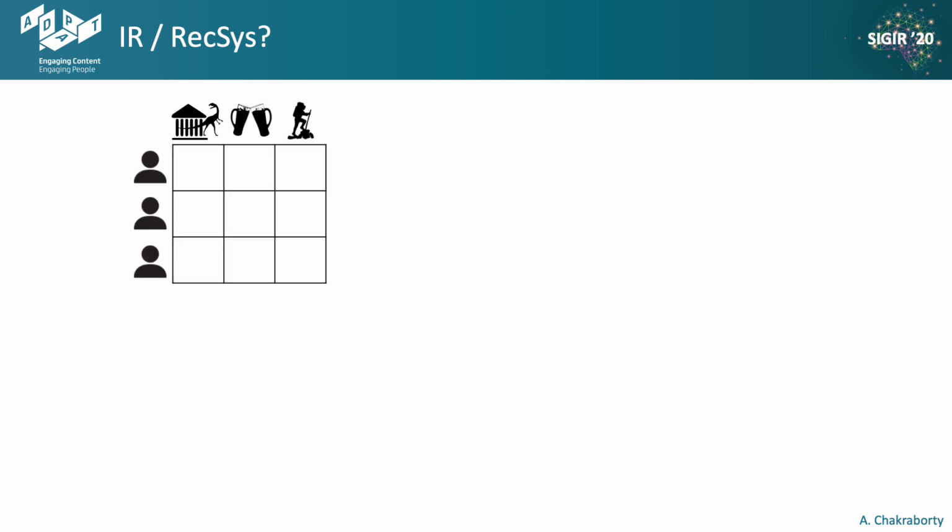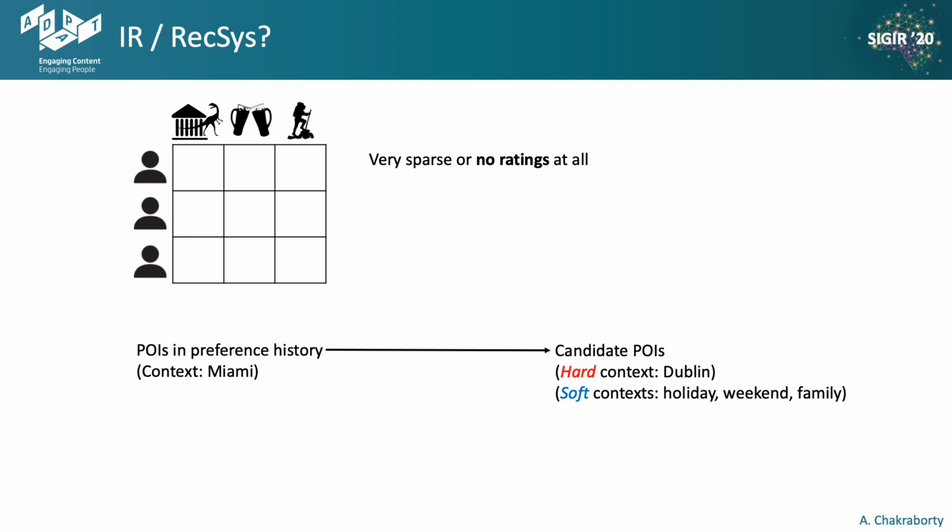So, is it an IR problem or a recommender systems problem? It is potentially possible to apply a RecSys approach by considering the POIs as items. Several matrix factorization techniques can then be applied on the user-item matrix. But in reality, this matrix is very sparse. The available ratings may even be non-existent. As a result, these methods won't really work well.